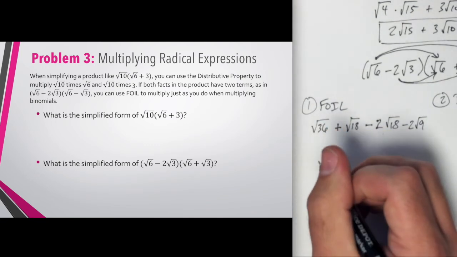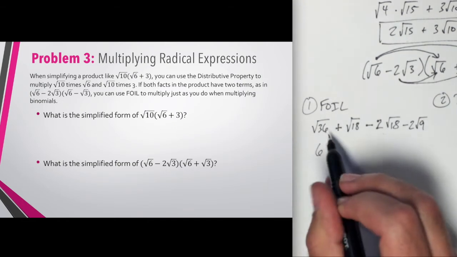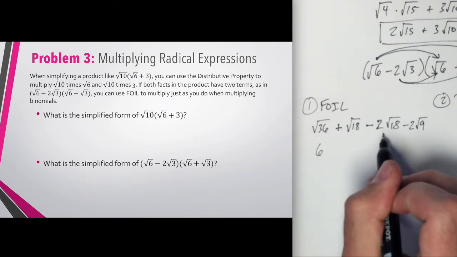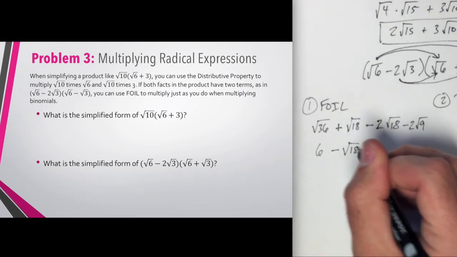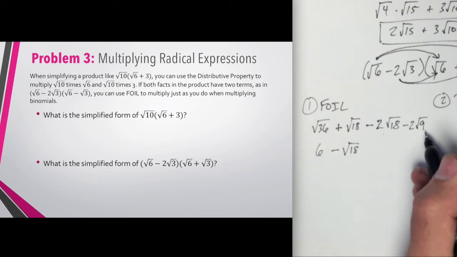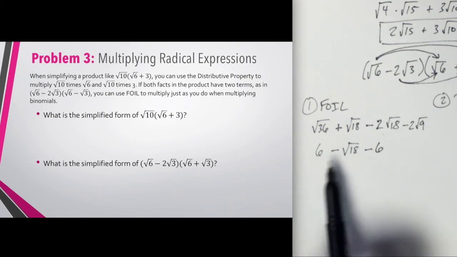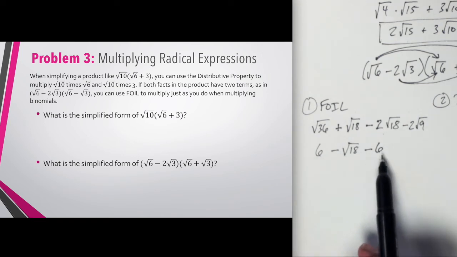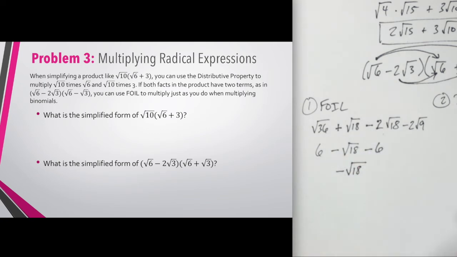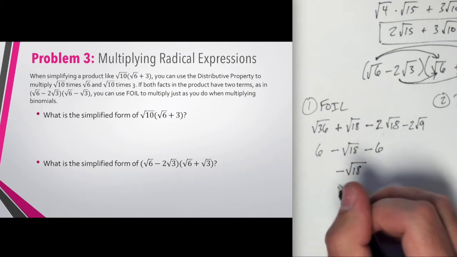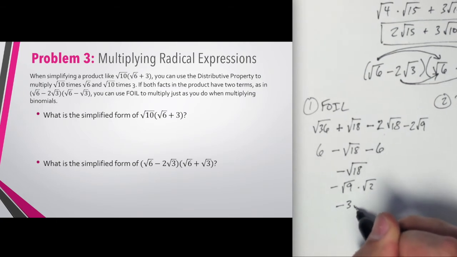So the square root of 36 is 6. Right here, these square roots of 18 are like radicals. So 1 square root of 18 minus 2 square roots of 18 will make negative 1 square root of 18. And then right here, the square root of 9 is 3 times this negative 2 makes negative 6. And then you have a 6 minus a 6. So the 6's are actually gone, and you're left with the negative square root of 18, which can then be broken down. Negative square root of 9 times the square root of 2, and then your answer is negative 3 square roots of 2.